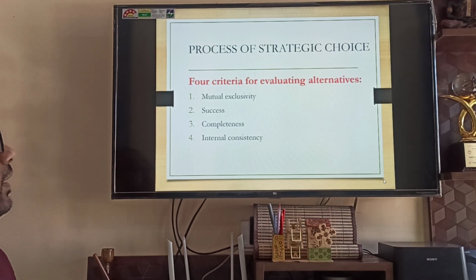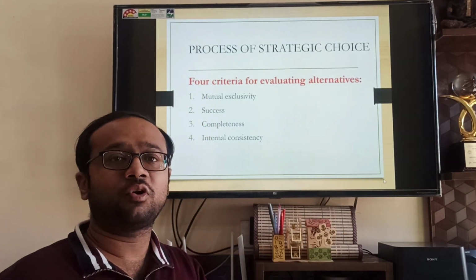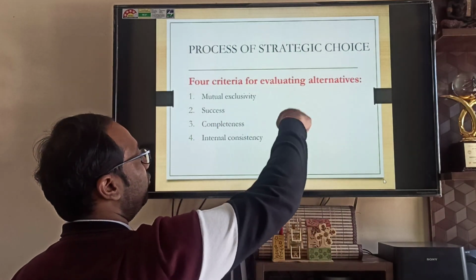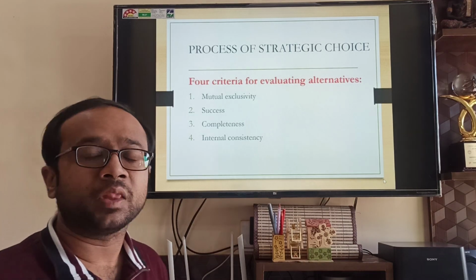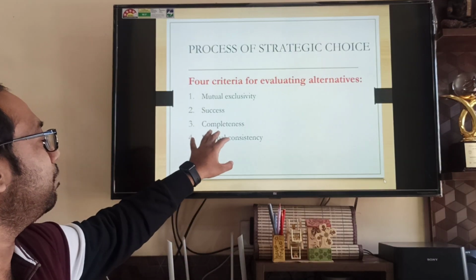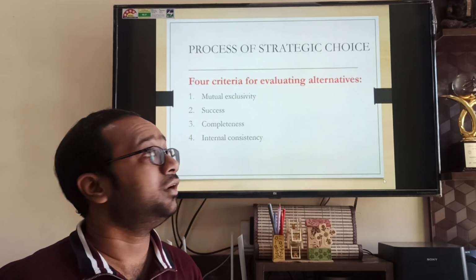So there are 4 criteria for evaluating the alternative. First is mutual exclusivity. They should be exclusive from each other. You remember those circles, different, different, different. That is mutual exclusivity. What are the chances of success? That is the second parameter. What is completeness? How they complete each other, and what is the internal consistency that is maintained.